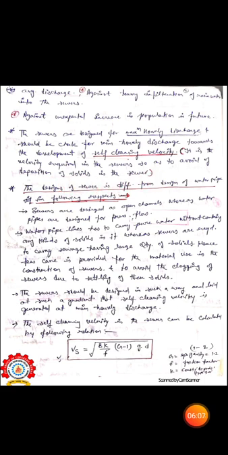Okay, so how do we calculate the self cleaning velocity? For measuring the self cleaning velocity, this formula is used: Vs equals under root 8k divided by f multiplied by (G minus 1) into g into d. What is G? G is the specific gravity. What is f? f is the friction factor. And what is k? K is the constant that depends upon which type of solids are flowing in the sewer.